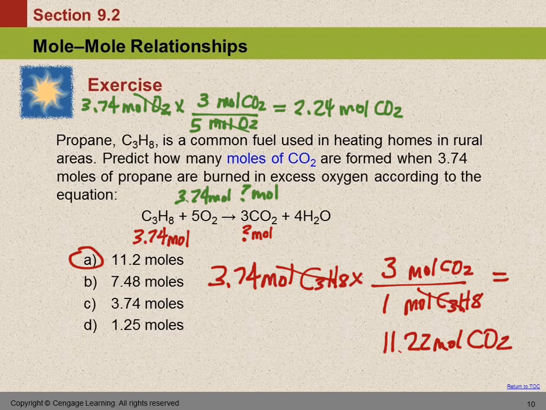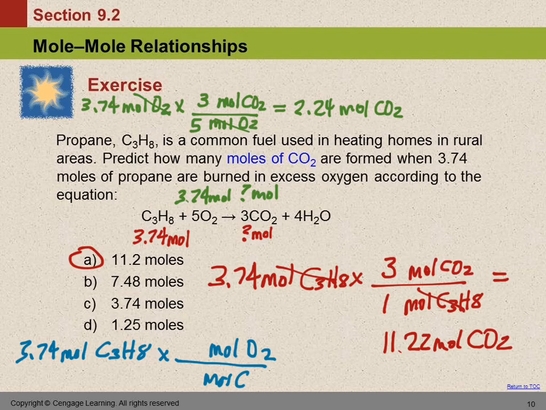And some equations have 4 or 5 or 6 products or reactants, even on the same side. So if I have 3.74 moles of propane, just because we're using that number, and I want to know how many moles of oxygen I need, I want to make sure I have enough oxygen, then I would multiply by moles of O2 and divide by moles of propane, so the units work out.